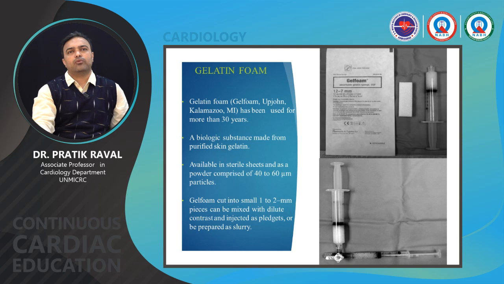So gelatin foam, or gel foam, has been used for many years. It is a biological substance that is derived from skin gelatin. It is available in gelatin sheets as well as powder form, which consists of 40 to 60 micron particles. It can be used in various ways, like gelatin sheets can be cut into small pieces, 1 to 2 mm pieces, and then diluted with contrast and injected as pledgets. Or alternatively, powder can be made into slurry, as we can see in the lower panel, with the help of a 3-way stopcock, and then can be injected.